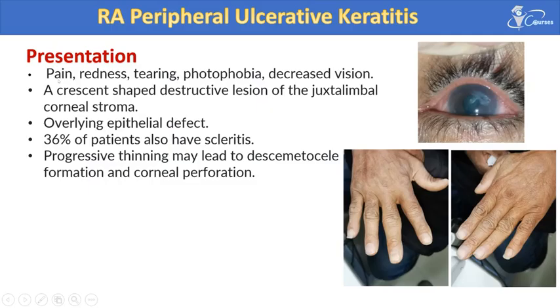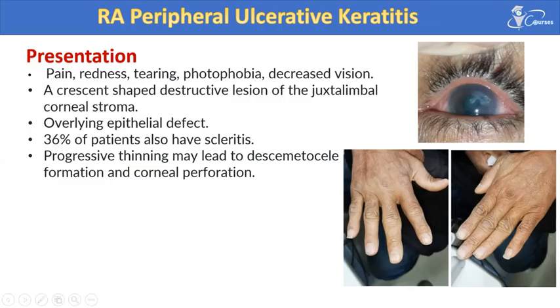So what will be the shape of the lesion? Again, this is one of my patients. You can see the patient has a crescentic shaped lesion, and maybe it is not very evident, but there is superficial vascularization coming toward this crescentic shaped lesion. There is a destructive lesion in the juxtalimbal corneal stroma. So these lesions tend to be more peripheral.